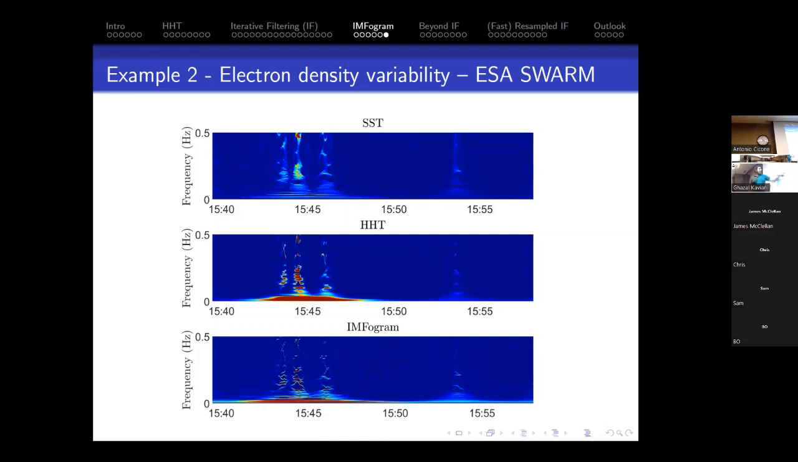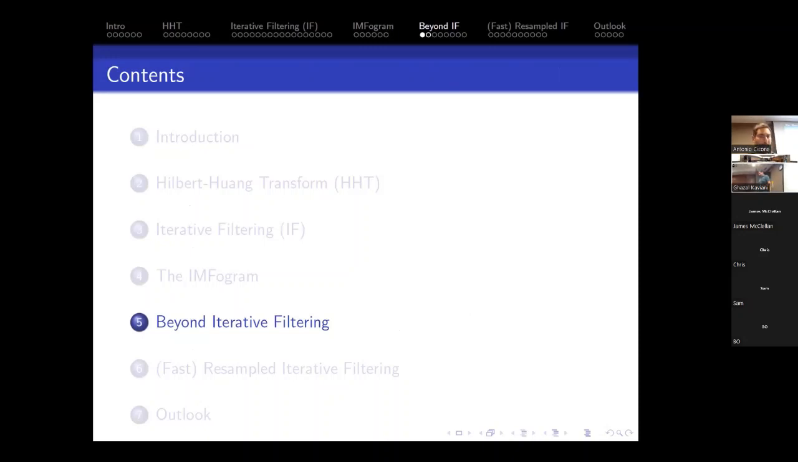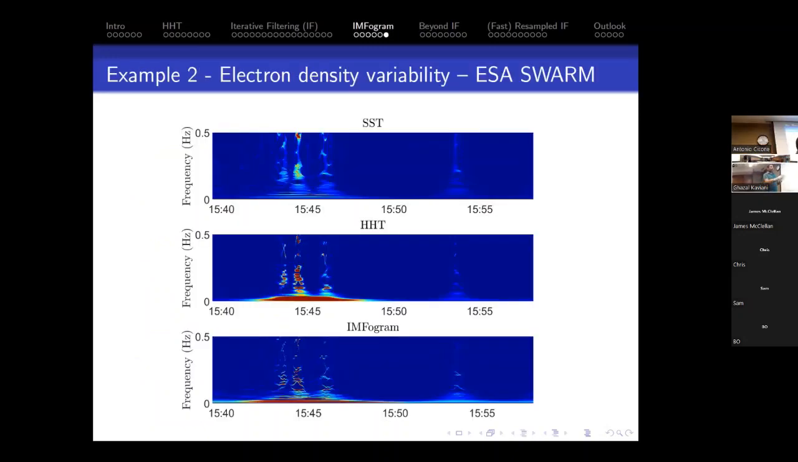There are all these lobes that are clearly mathematical artifacts. So the formulas are simple and neat, but the numbers you get are not as good as you wanted. That's what you can get with the IMFogram, which is really close to the synchrosqueezing transform, but way more local and a way crisper image. Okay. So altogether, with the IMFogram and fast iterative filtering, we have a super fast and super robust approach for time frequency analysis of signals. So again, we're done, right?